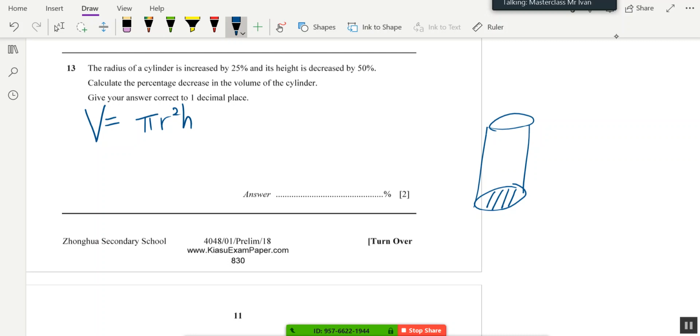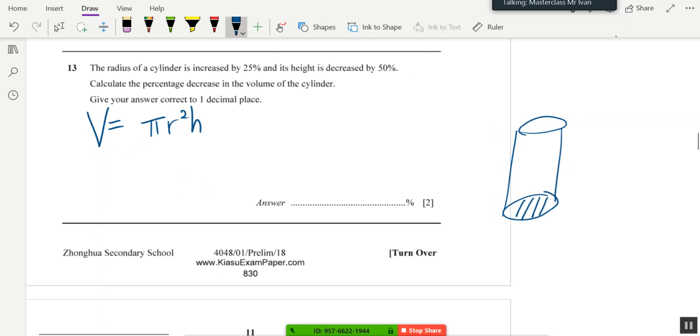Now, I want you to write this. The new radius is equals to, if I increase something by 25%, I become how many R? Megan? 1.25. Well done. This is the thing that you must know. At Sec 4 you must know, because this kind of question will also come out in the percentage change in direct inverse proportion. Okay? The new H, Jerome, if you decrease by 50%, means you're how many H now? Half H or 0.5. Understand?